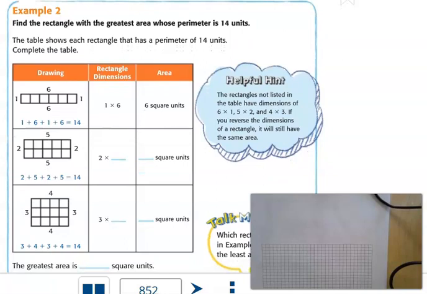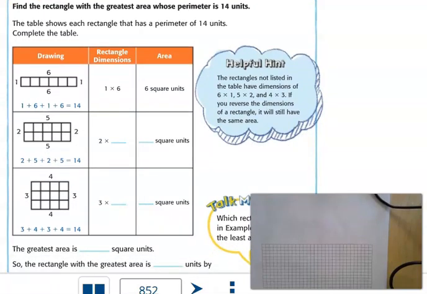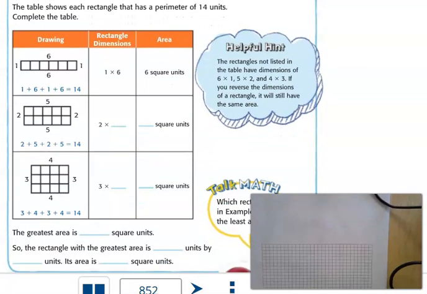This is asking a different question. It gives the perimeter, and we need to find the one with the greatest area. The table shows each rectangle that has a perimeter of 14 units. Complete the table. We've got one that is 1 by 6, and 6 plus 6 is 12, and 1 plus 1 is 2. 2 plus 12 is 14, so 14 is the perimeter. 1 times 6 is 6, so the area is 6 square units.